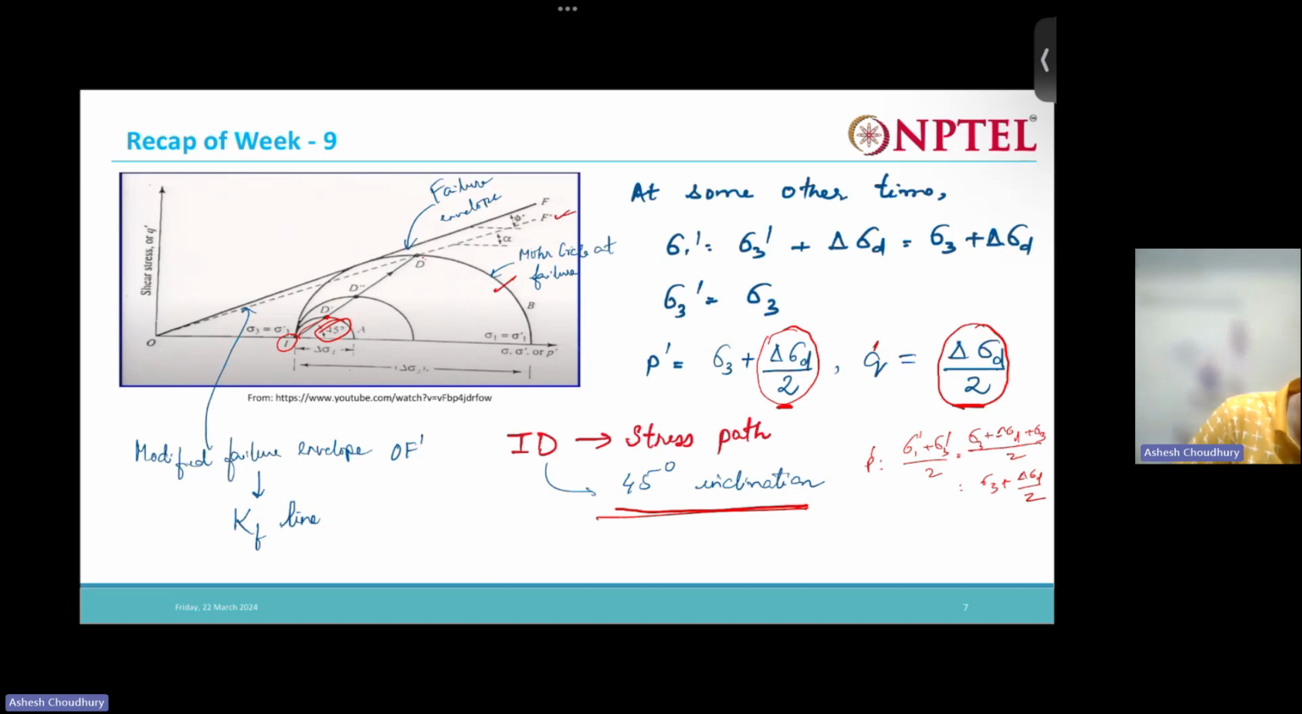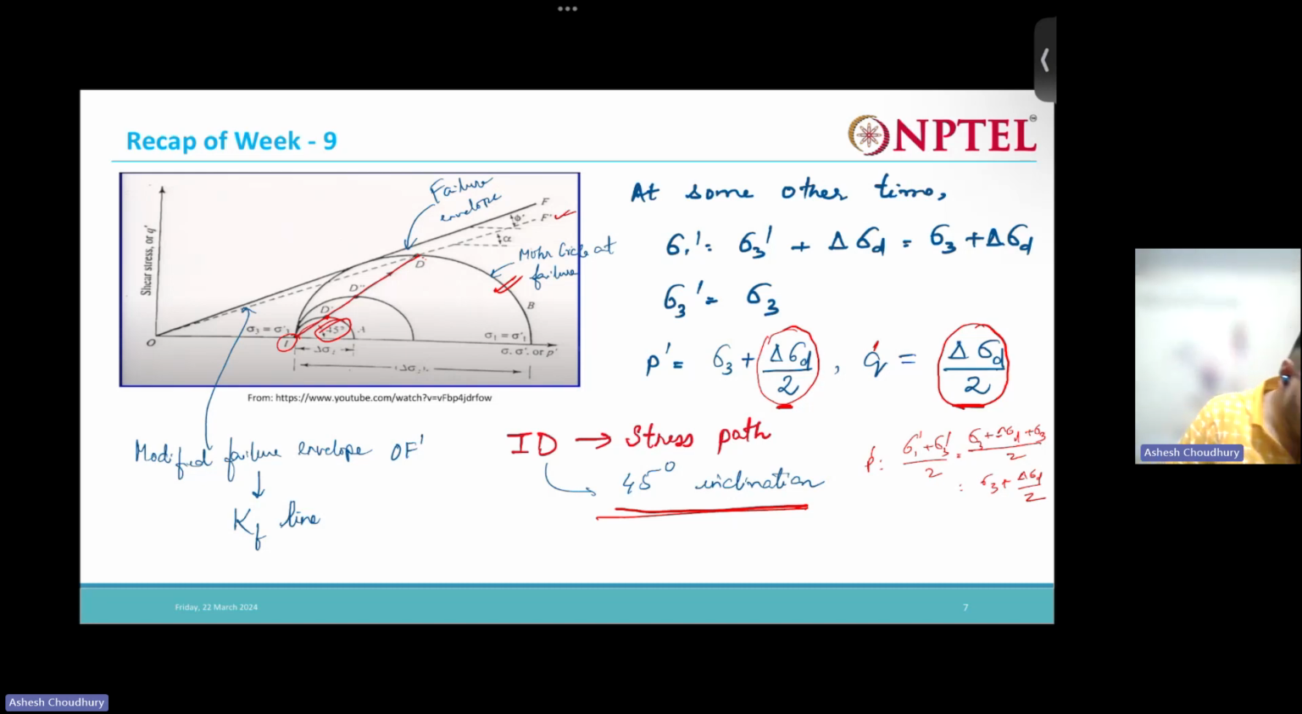So as you see, the stress path actually goes and finally finishes at this point. That point is nothing but the top point of the failure Mohr circle. As the test progresses, the stress path shows the progress of the test. So as you are increasing the deviatoric stress, the stress path is going up, and finally it's going to end at a point that touches the failure Mohr circle at the top point.